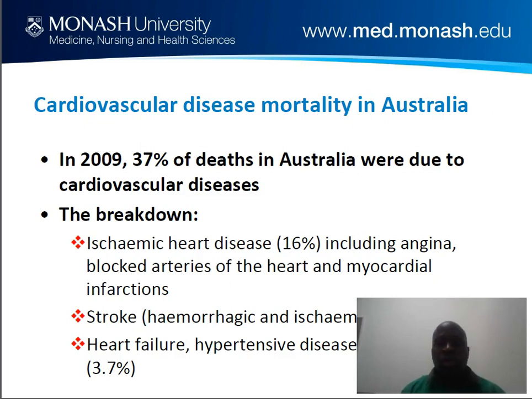Ischemic heart disease accounts for 16%, which includes angina, blocked arteries of the heart, and myocardial infarction. We'll talk more about this. It also includes stroke. Stroke basically is a result of hemorrhagic and ischemic problems, which account for 80% of these deaths. And then we have deaths as a result of heart failure, hypertension disease, and arrhythmias. These account for 10.7% of Australian deaths.